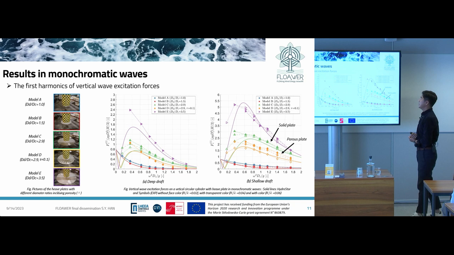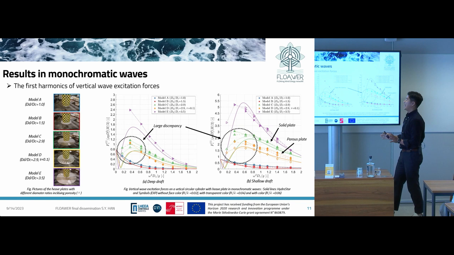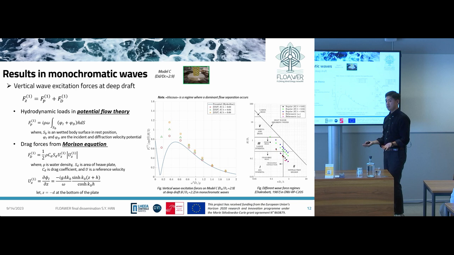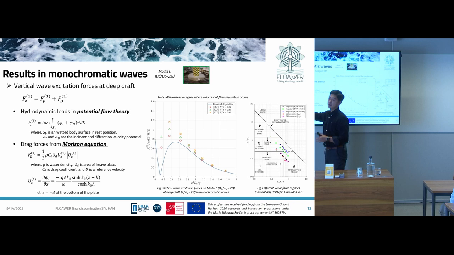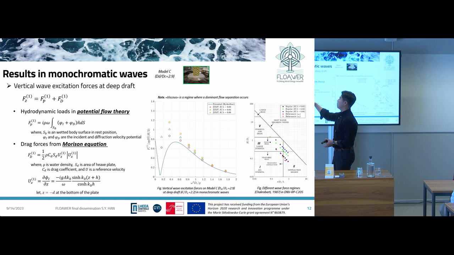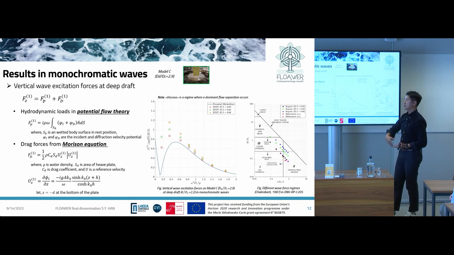And the same thing, the porous plate can also reduce the vertical forces. But we have some significant differences at the low frequency region if we have the large size of the plate. So further detail can be made with the drag coefficients from the Morison equation. First, I defined the vertical forces as the sum of the force from the potential theory and the drag terms from the Morison equation. The hydrodynamic forces in the potential theory we can easily calculate by considering the incident velocity potentials and diffraction potential as well, by integrating the hydrodynamic pressure on the wetted body surface.